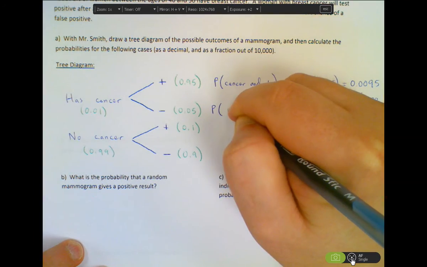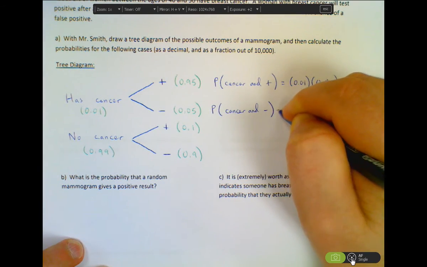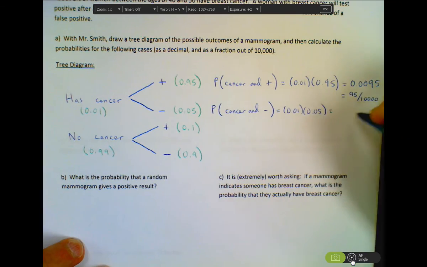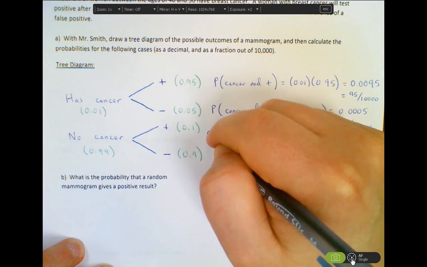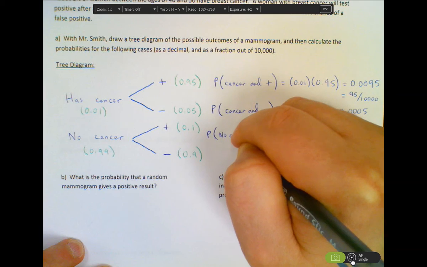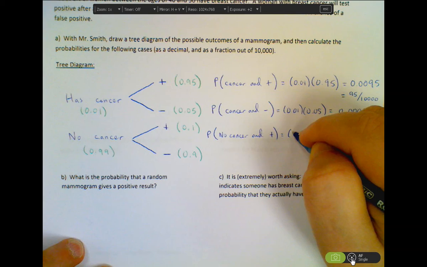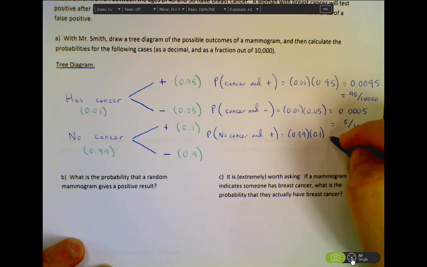So this is the probability that they have cancer and the test comes back negative. So that will be 0.01 times 0.05, and that's going to be 0.0005. That's 5 10,000ths, so 5 out of 10,000. And we'll keep going. So the probability that a woman has no cancer, but the test comes out positive, is going to be 0.99 times 0.1, gives a false positive 10% of the time. That's 0.099.